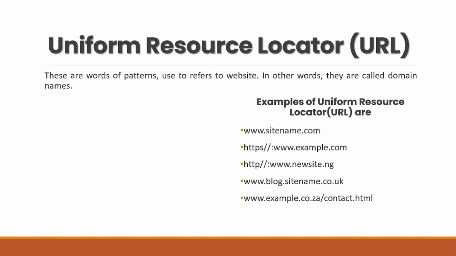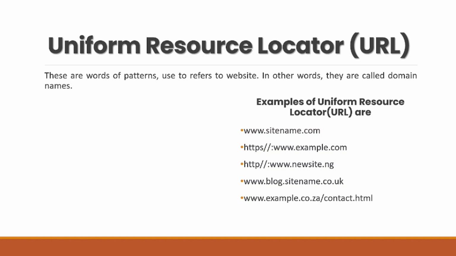Example of Uniform Resource Locator. There are several examples and these are some of them. You can have something like www.sitename.com. That is a complete URL. You can have something like https://www.example.com. That is a complete URL as well. You can have something like http://www.newsite.ng. That's a complete URL. We also have www.blog.websitename.co.uk. That's a complete URL as well. And the one with example.co.za/contact.your.html, that's a complete URL.